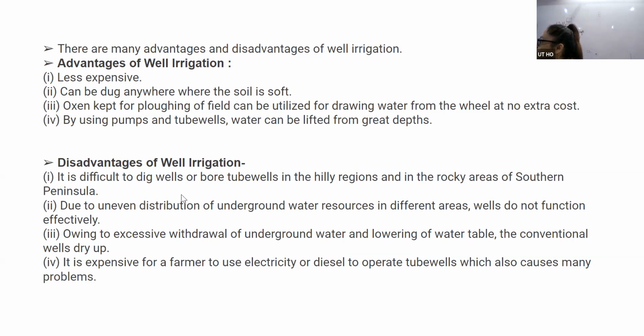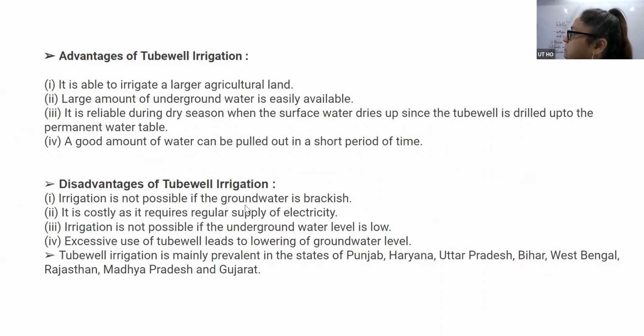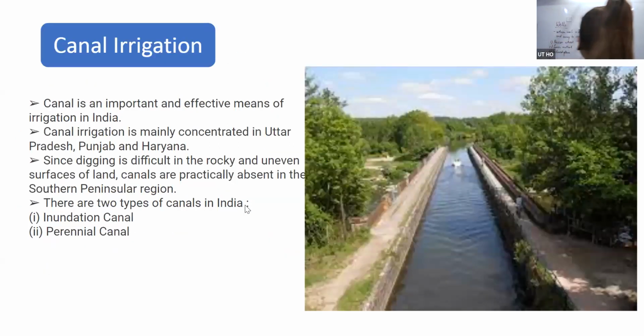It's expensive for a farmer to use electricity or diesel to operate tube wells, which may also cause many problems. So these are the main points; in your book, you just underline the important points. Tube well we'll do later. And next is canal.